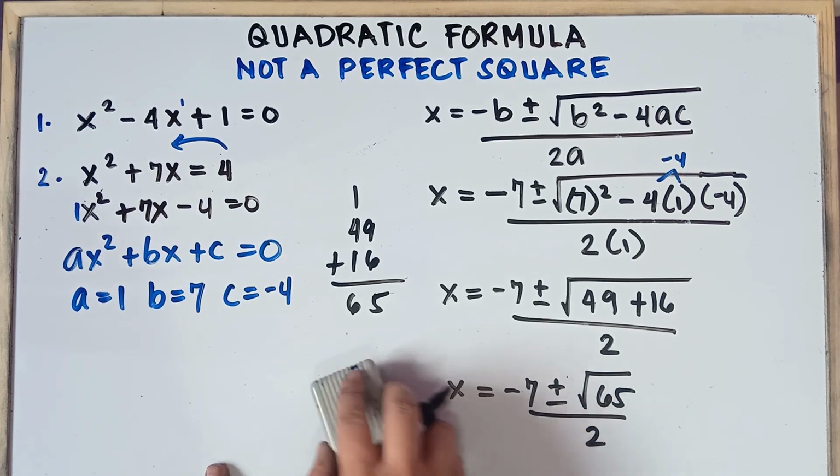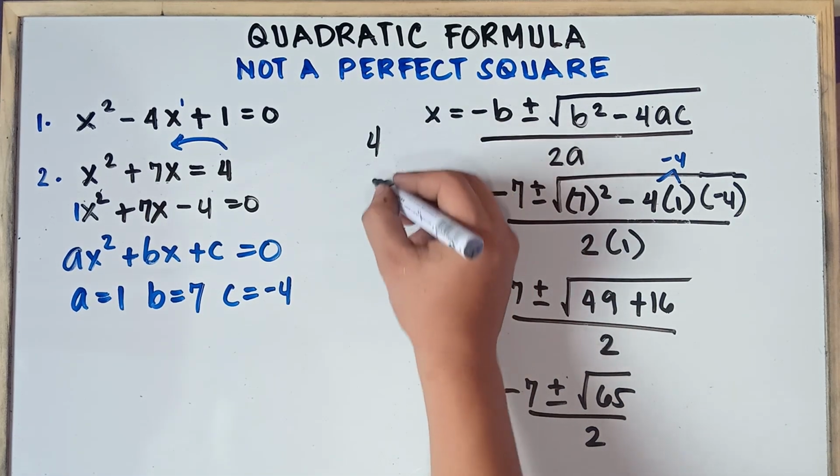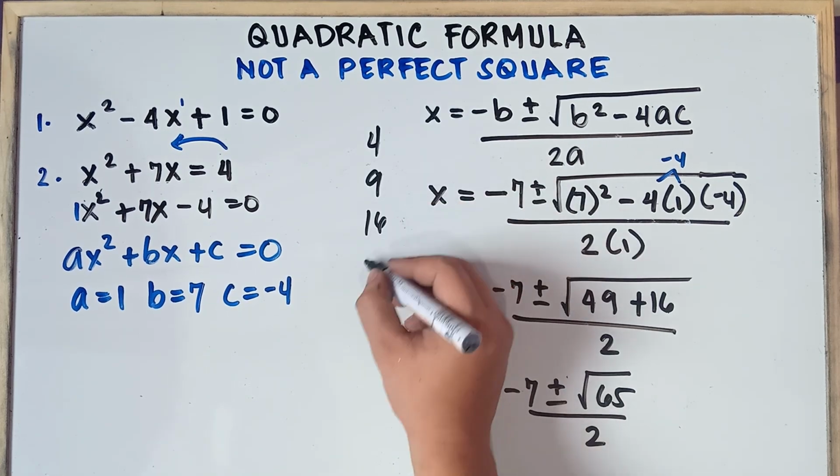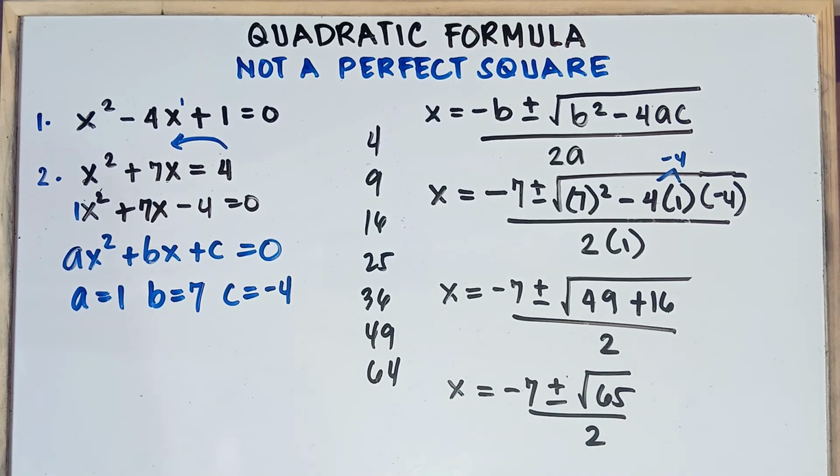Alright, so can we simplify, class, the square root of 65? Check, class. Nope, we cannot simplify the square root of 65. Let's check, class, the perfect squares: 1, 4, 9, 16, 25, 36, 49, and 64.